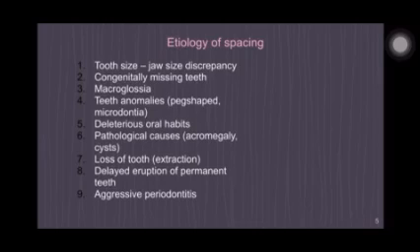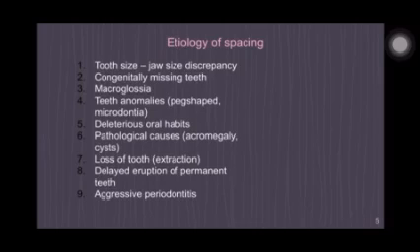Next is loss of tooth or teeth due to extraction. You know that when we extract a tooth, a space is created in the arch, whether upper or lower. Next is delayed eruption of permanent teeth. When the deciduous teeth have fallen off and the permanent teeth have delayed eruption, a space occurs, right?